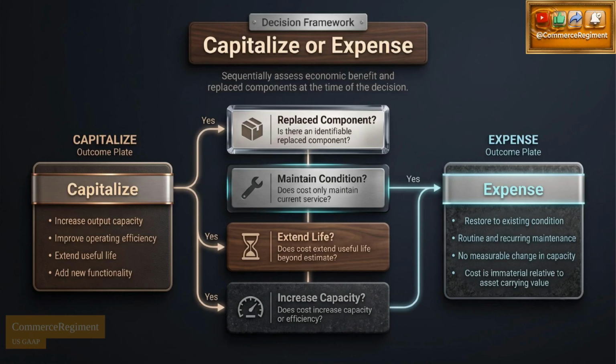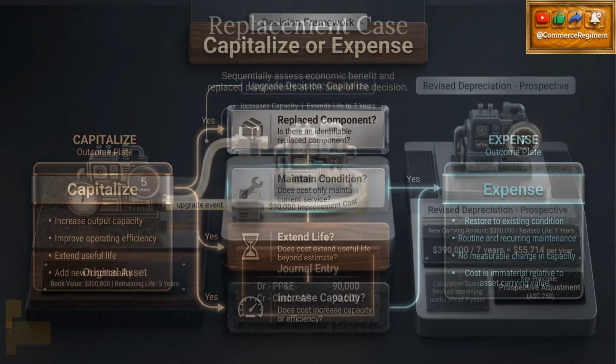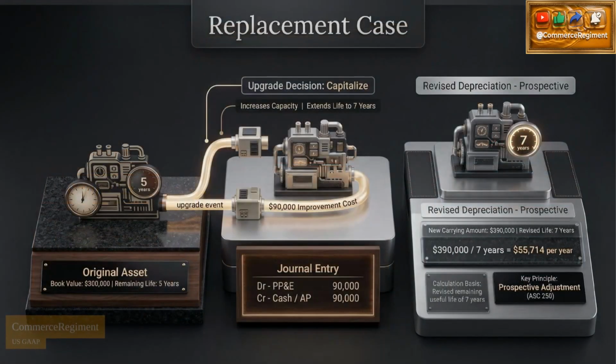The key discipline is documentation at the time of the decision. Retrospective explanations prepared after audit questions arrive are rarely as convincing as contemporaneous evidence. Now let us apply the subsequent cost logic.